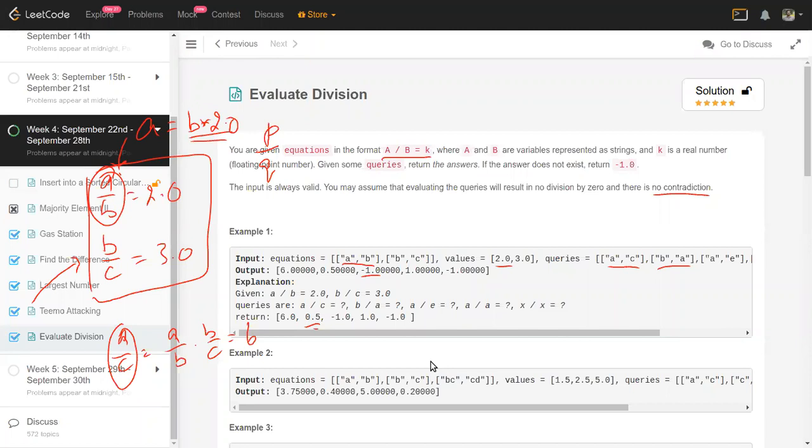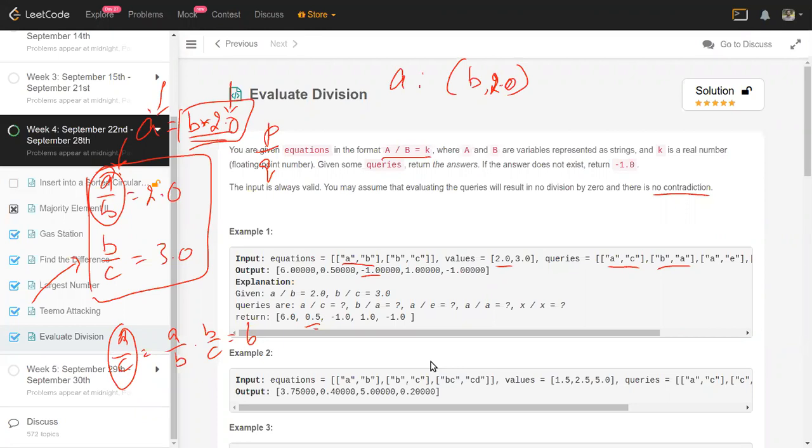So I ended up representing it this way. I'm going to use a as the key, and this is the value for me. The value itself has two parts: one part is another variable, and the other is whatever double value we have, the real number. This is how I ended up representing that. So for A by B, let's see how I represent it. A is going to have B comma 2.0. This represents A by B equals 2.0.